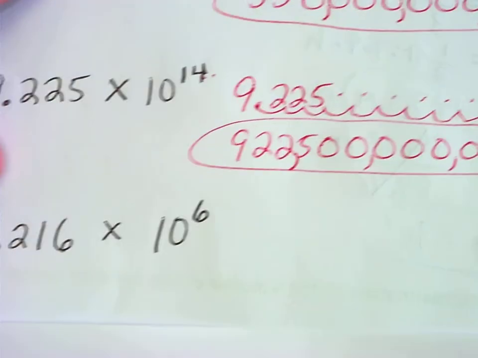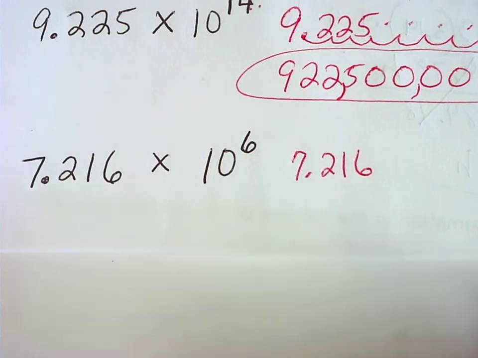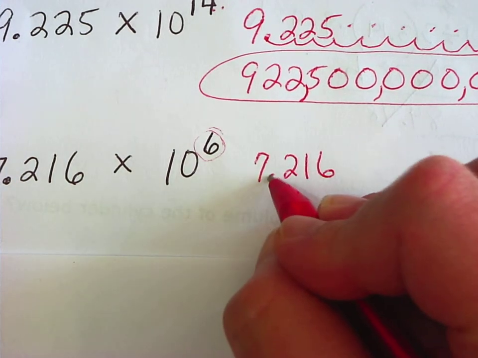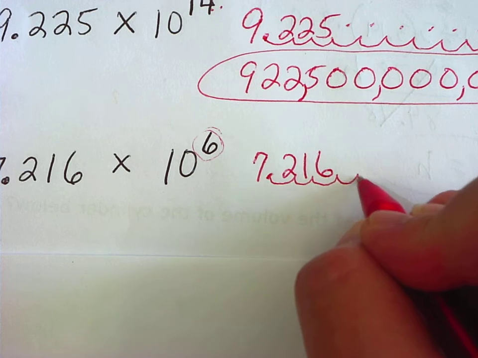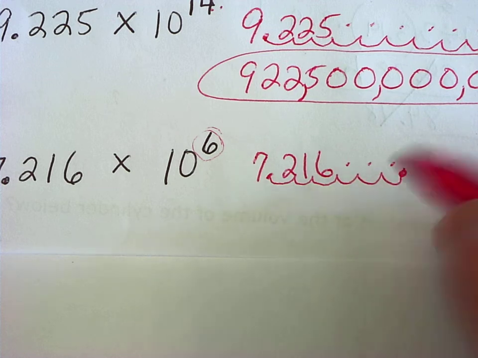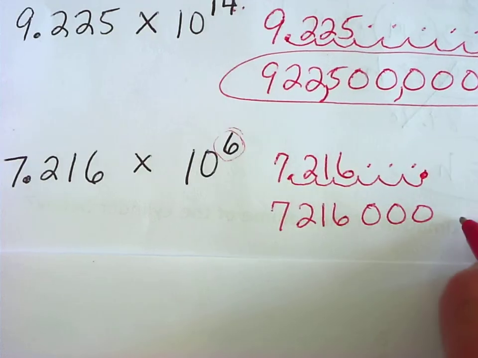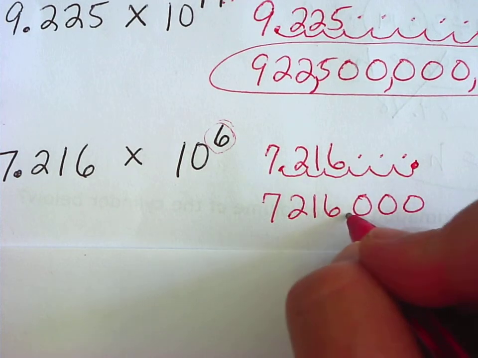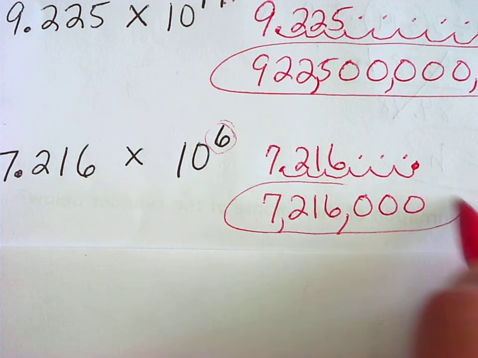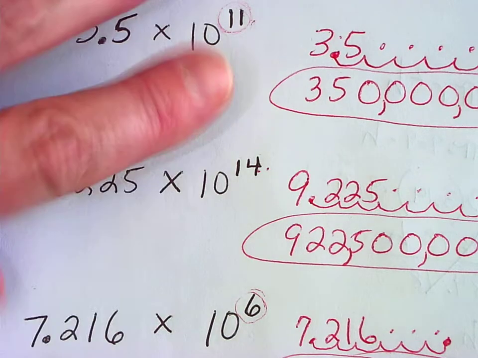Okay, let's try another one. Let's start off with 7.216, the factor we're given. Now we're going to move our decimal 6 places to the right because that's a positive 6. 1, 2, 3, 4, 5, 6. If this is where our decimal lands, I created 3 spaces where a 0 should be: 7216 and then 3 zeros. Again, because this is a number more than 1, I'm going to start at the end of my number and every 3 digits put a comma. So this number really is 7,216,000. If your exponent is positive, you're moving your decimal that many times to the right.